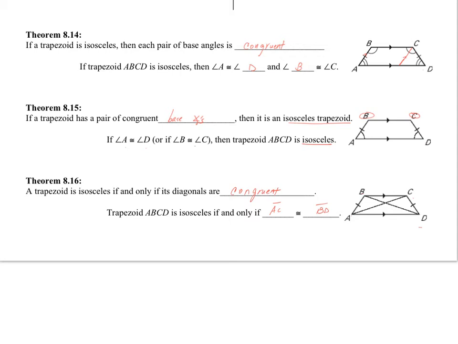Since this is a biconditional statement, you need to prove the conditional, which is given to you on the website. It's actually a quick proof where you can just use the SAS congruence postulate to prove this triangle congruent to this triangle, and to prove the diagonals congruent by CPCTC. And I would like you to do the converse for extra credit points.